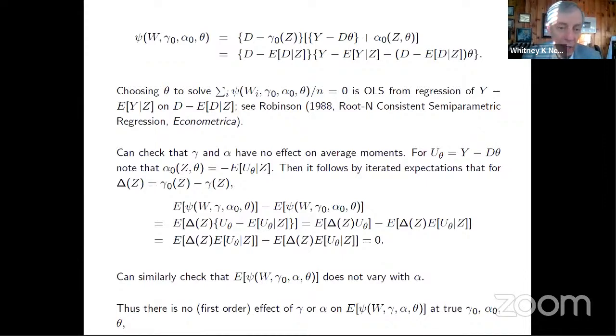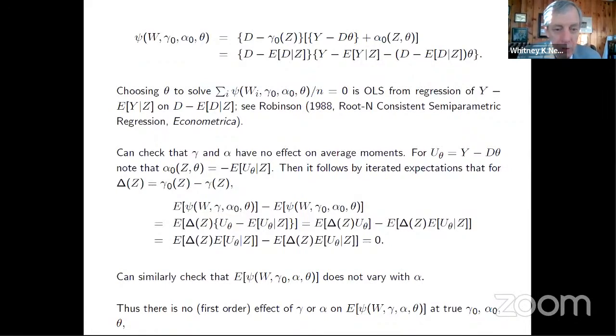Okay, so actually what we find is that the expected value of this, named an orthogonal moment function, does not depend on gamma. When you set alpha equal to the true value, the expectation doesn't depend on gamma. And so of course gamma has no first order effect, but in fact there's a stronger property here. We'll come back to that later. You can check similarly that when you plug in the true gamma, the expectation of this function doesn't vary with the alpha. Okay, so changing either one alone, gamma or alpha, doesn't affect the expectation here.